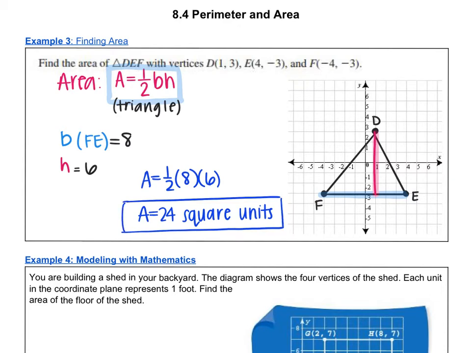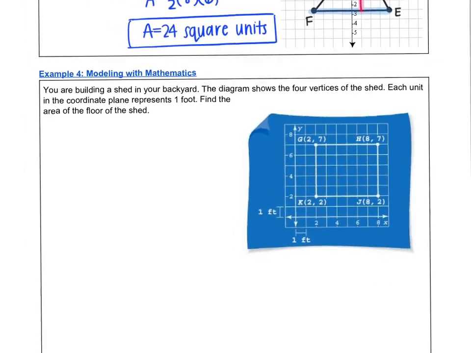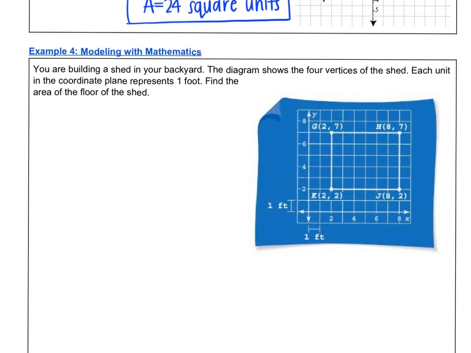Let's take a look at the next problem. So example 4 says modeling with mathematics. It says you're building a shed in your backyard. The diagram shows the 4 vertices of the shed. Each unit in the coordinate plane represents 1 foot. Find the area of the floor of the shed. So basically they're asking us to find the area of the rectangle we have.